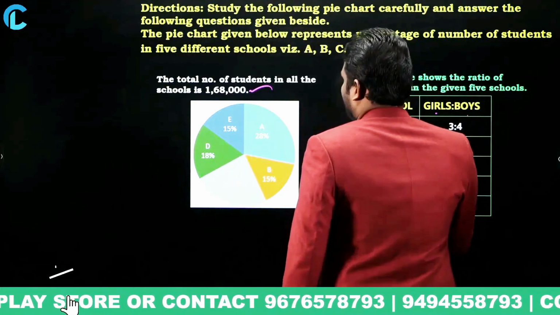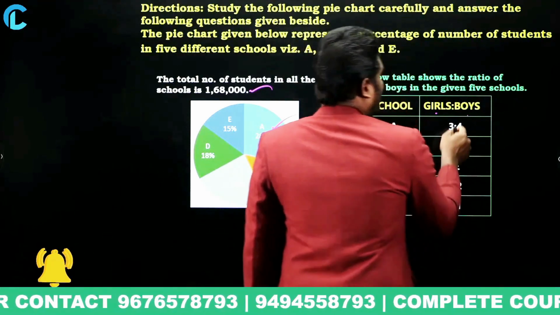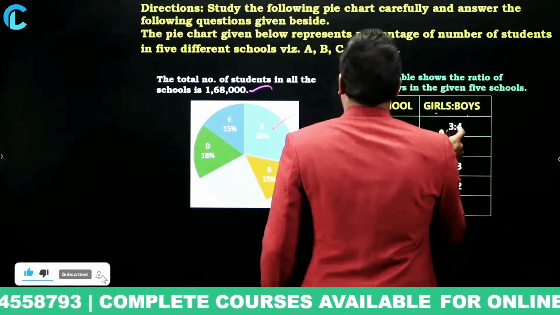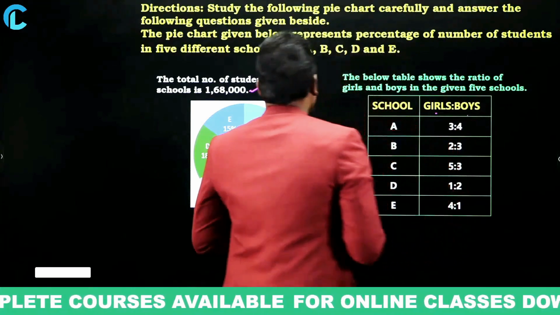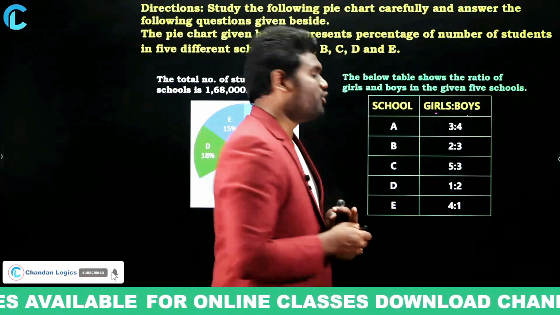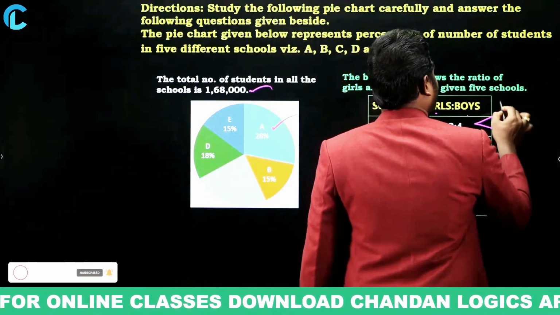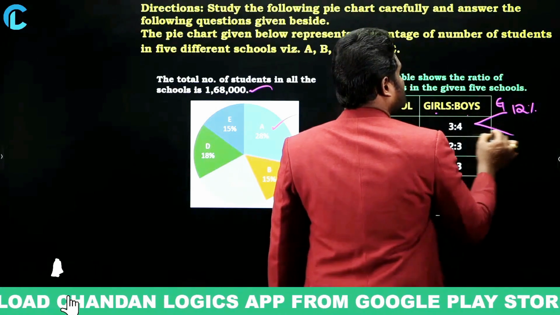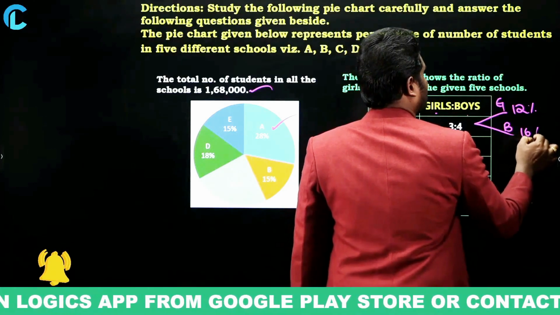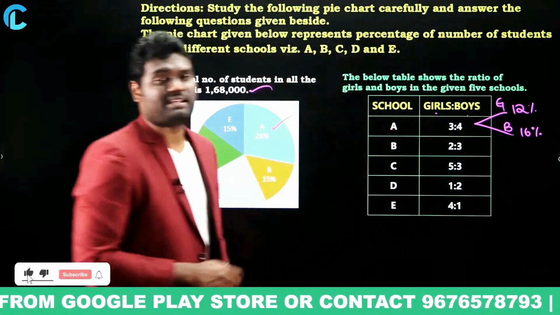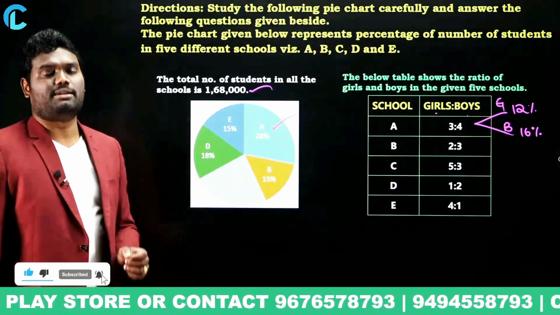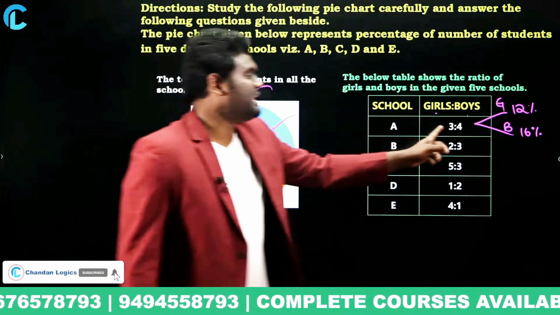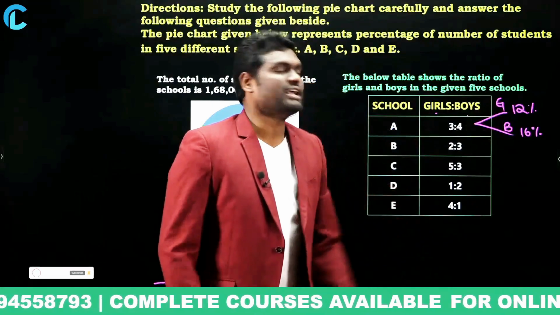Look, in school A it is 28%. The girls to boys ratio is 3:4, a total of 7 parts. 7 parts is 28%, so 1 part is 4%. Girls are 3 parts, so 3 fours are 12%. Boys are 4 parts, so 4 fours are 16%. Which means out of the total 28%, girls are 12% and boys 16%. Why? Total 7 parts is 28, so 1 part is 4%, 3 parts is 12 and 4 parts is 16.